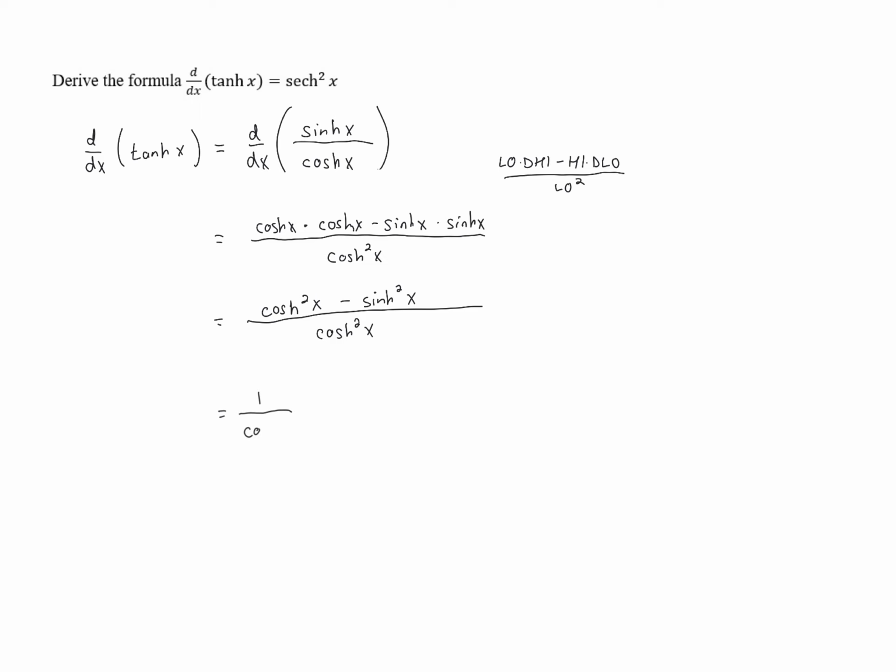So this is going to be 1 over cosh squared of x. And we know the inverse of hyperbolic cosine is hyperbolic secant. And because that's squared, this is going to be hyperbolic secant squared of x, which is exactly what we were asked to show. So the derivative of hyperbolic tangent of x is equal to hyperbolic secant squared of x.